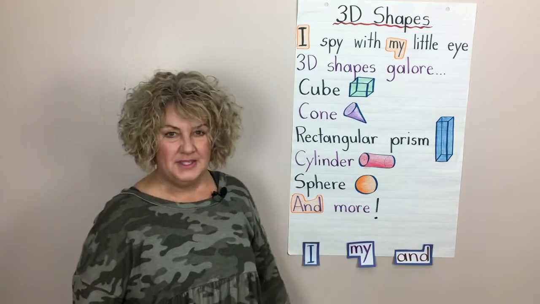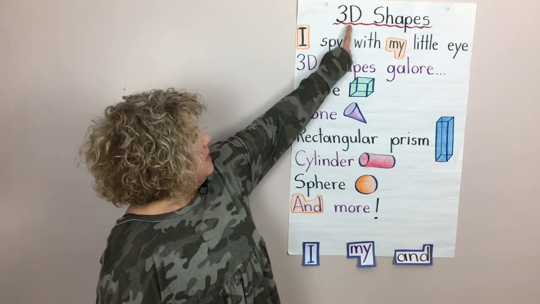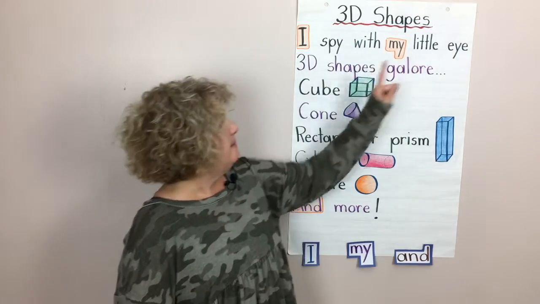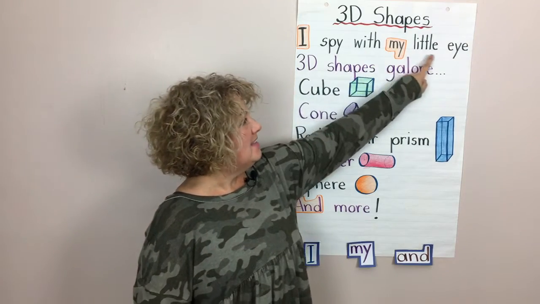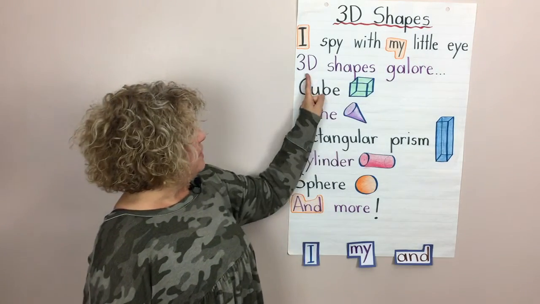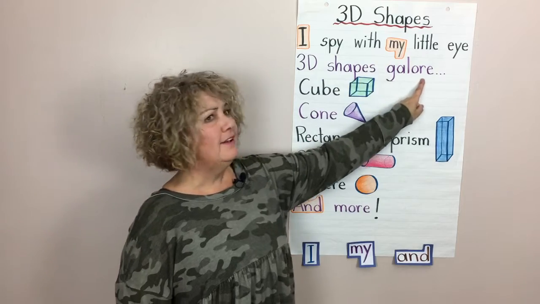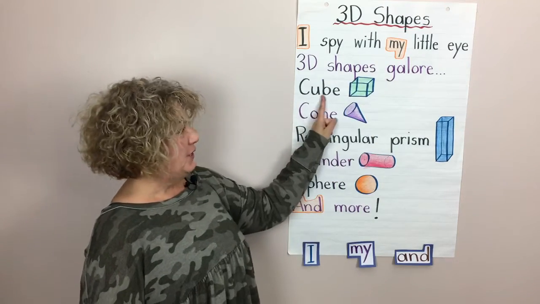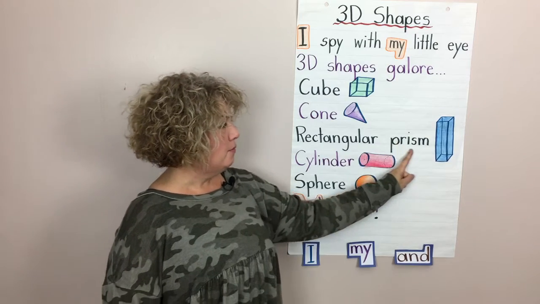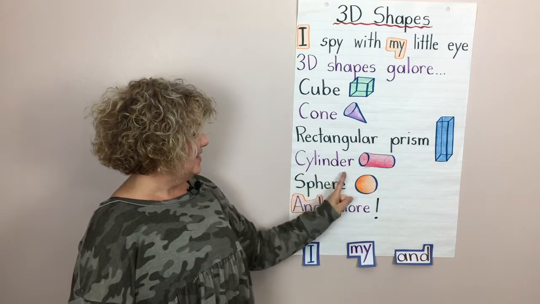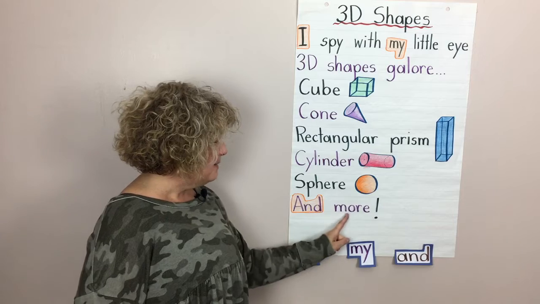All right. We are going to try to read through this poem together. You're going to help me out this time. So the title is 3D Shapes. I spy with my little eye 3D shapes galore. Cube, cone, rectangular prism, cylinder, sphere, and more.